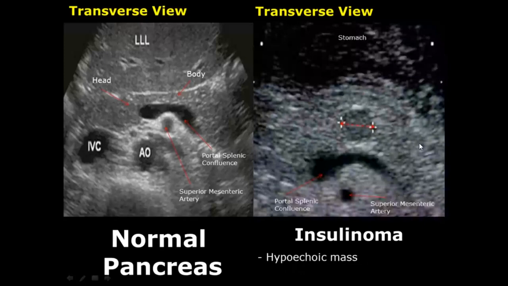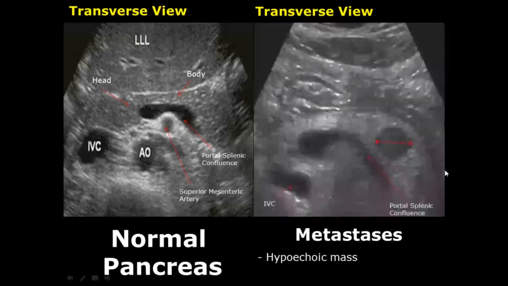Another form of neoplastic lesions of the pancreas are insulinomas. They appear as hypoechoic masses. Over here, this mass resides in the body of the pancreas. Metastatic lesions in the pancreas will also give a hypoechoic appearance. Here is a metastatic lesion in the pancreas due to lung cancer.